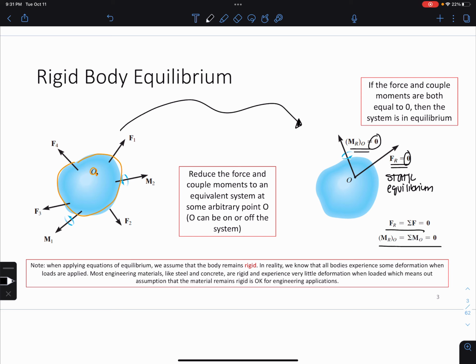One thing that we're going to assume in this class, whenever we're applying the equations of equilibrium, is that a rigid body remains rigid. Now, in reality, there's no perfect system where, when you apply a force, there's no deformation at all. But that's an assumption that we're going to make, and we're going to apply this to types of materials and systems where the relative deformation is very small. So we're able to make this assumption and use it for engineering applications, especially in this class.